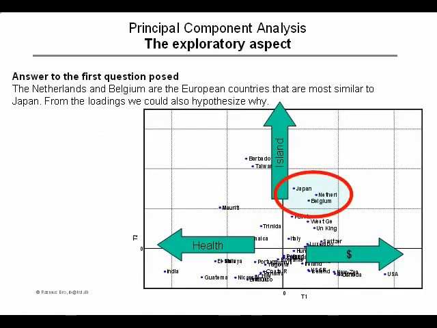We also, by the way, get an answer to the other question that we posed initially. Which country in Europe is most similar to Japan? Well, we can see that that would be the Netherlands or Belgium. And you see that those two questions that we posed initially, which were quite difficult to answer from the data table, are very, very simple to answer when we actually just look at the plots.